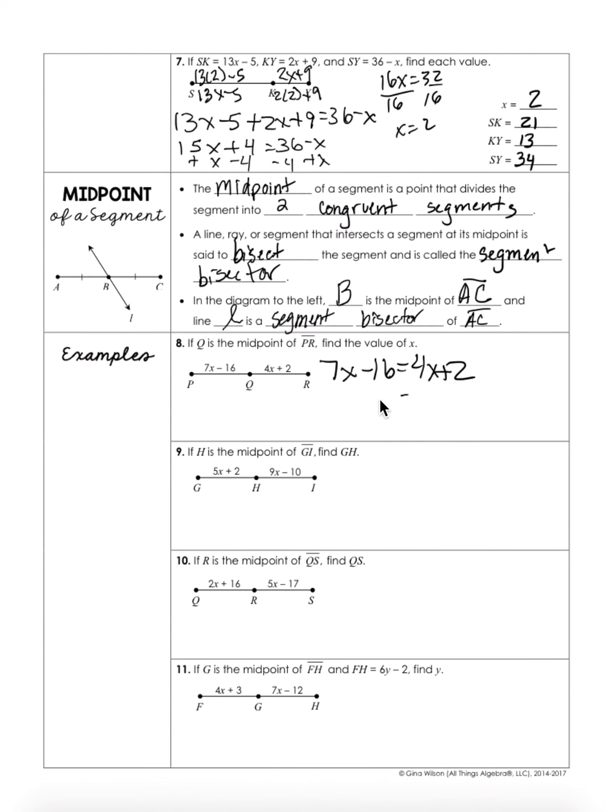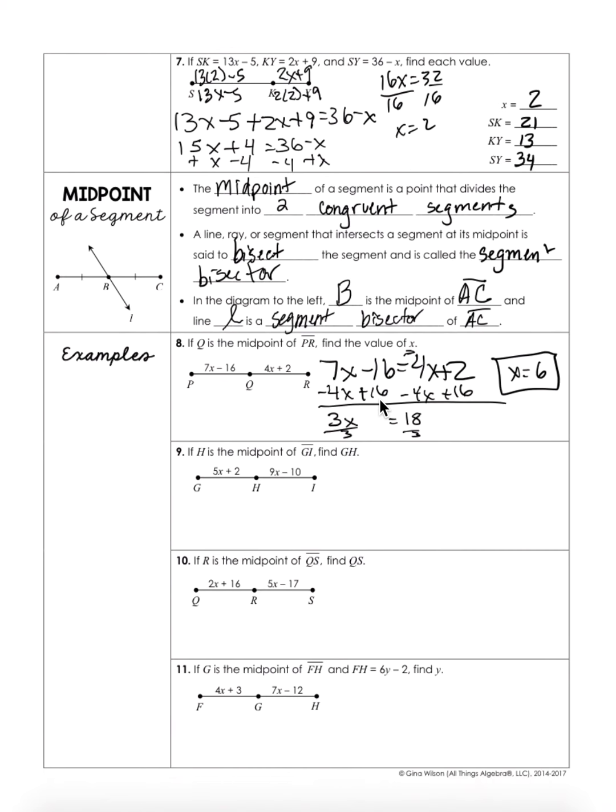So now that we have our equation, we'll go ahead and solve that. Subtract 4x from both sides, add 16, and that gives us 3x equals 18. So x equals 6. When we get our x, we should always look and see, is that what we were looking for? Yes, it was. We were just finding x.